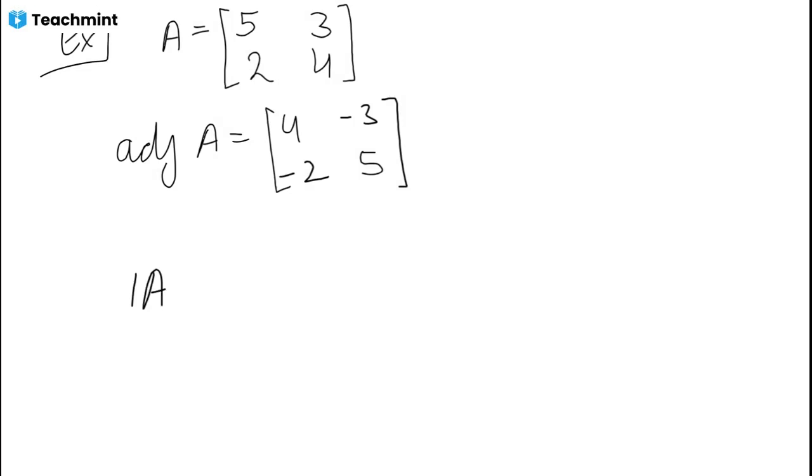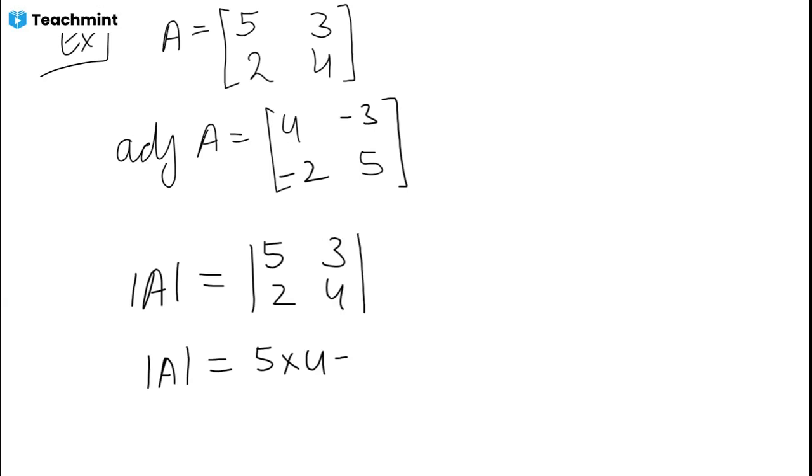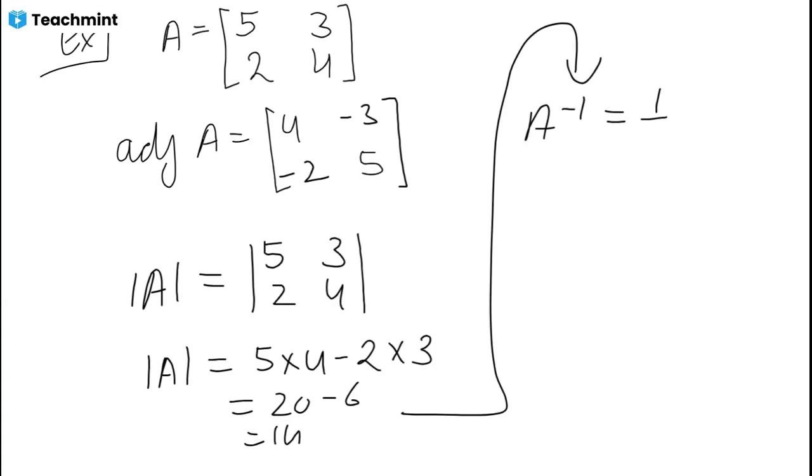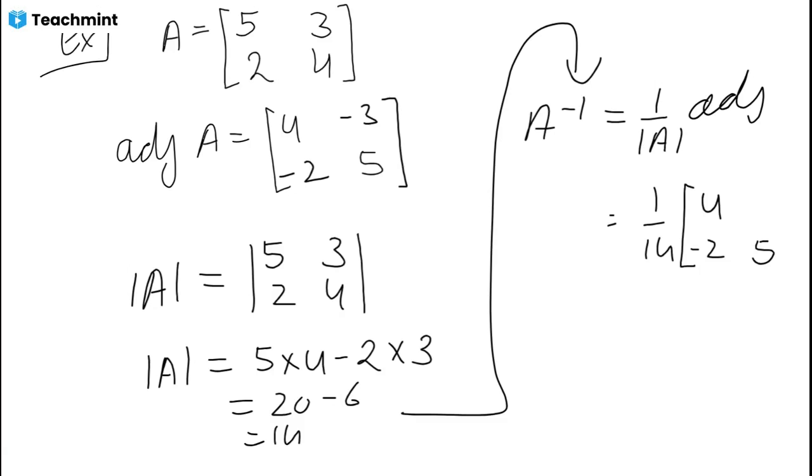We can write the matrix as 5, 3, 2, 4. Now let us find the determinant of A. That's 5 into 4 minus 2 into 3, so we have 20 minus 6, which is 14. Now A inverse is 1 upon determinant of A into adjoint of A. So 1 upon 14, because the determinant of A is 14, into 4, 5, minus 2 and minus 3. This is A inverse.